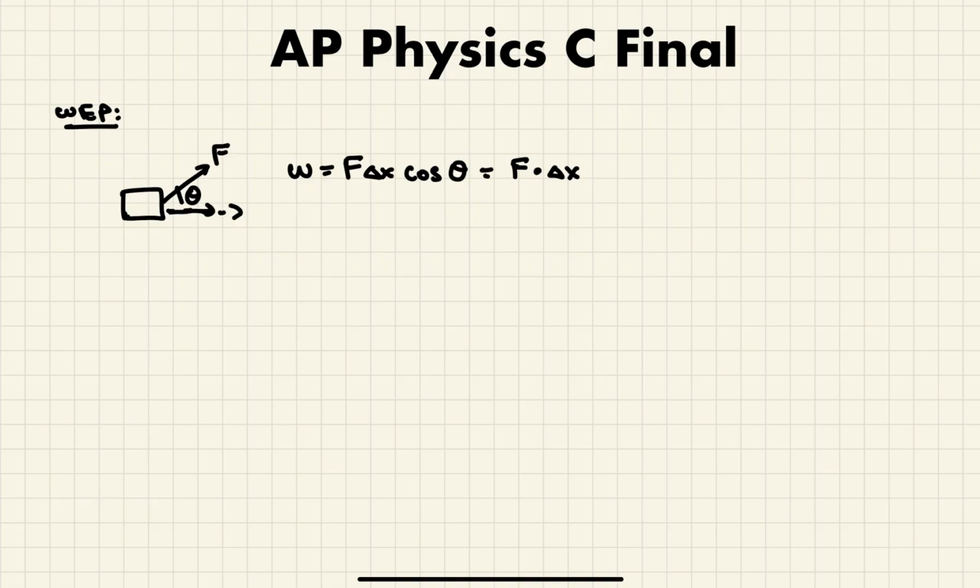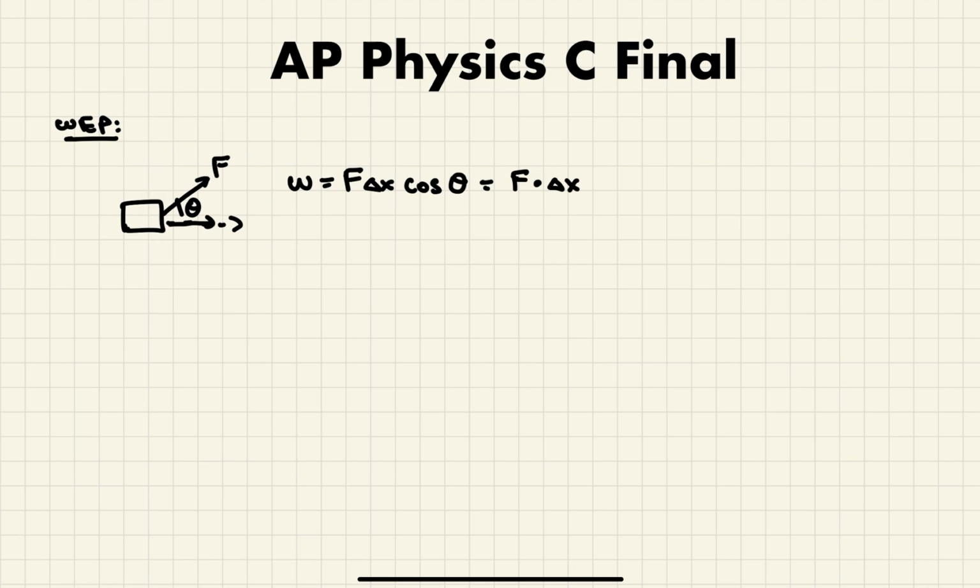Positive work is if the force is generally in the same direction as the displacement. This is positive work because the component of the force is in the same direction as the displacement. Negative work is if it's in the opposite direction. Let's say you're pulling this way, but it's still moving this way. Let's say, for example, friction.